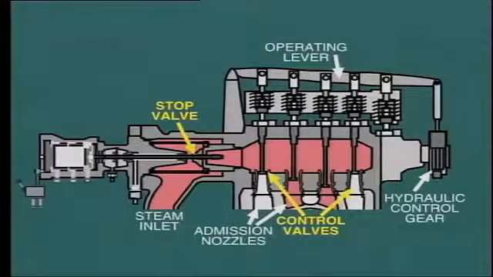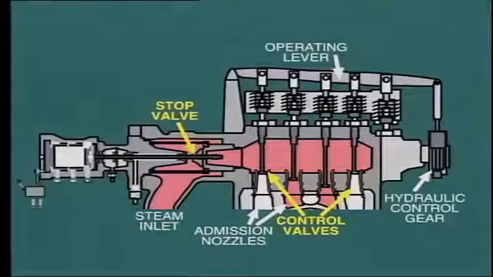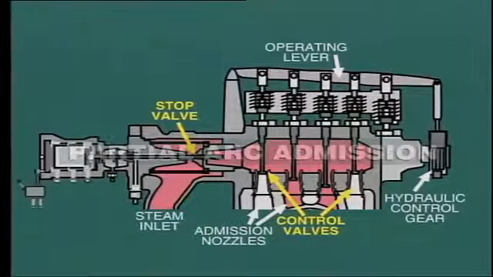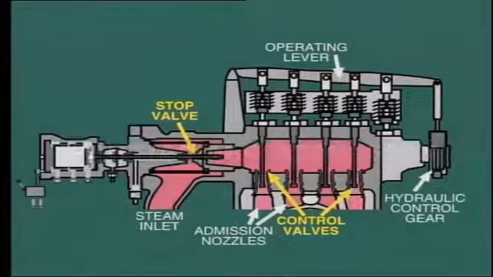Even with the side-mounted steam chest, we still have the same problem. In this arrangement, each of the 4 control valves supplies its particular arc of admission nozzles. So the same problem of heat distortion still exists. This method of control is known as partial arc admission. Of course, when the turbine is on load, more of the valves are opened, thus providing more even heating of the nozzle block.